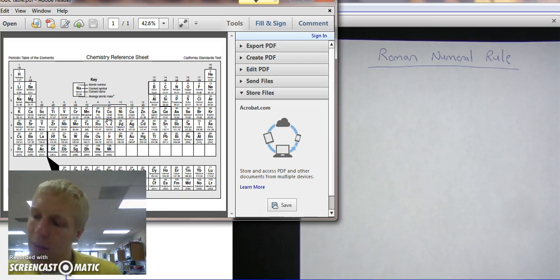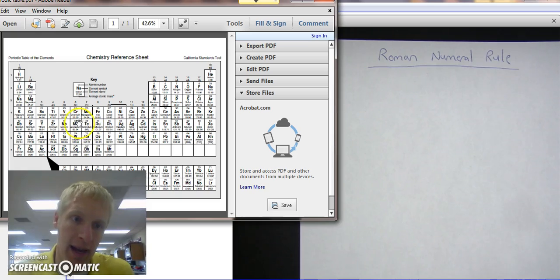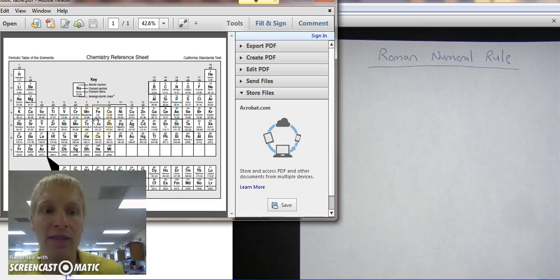Alright, so what happens if you have a compound that has a transition metal? What you're going to have to do is put a Roman numeral in between the name of the two elements in the compound, and that Roman numeral represents the positive charge of that transition metal.